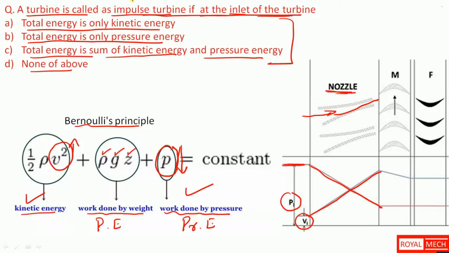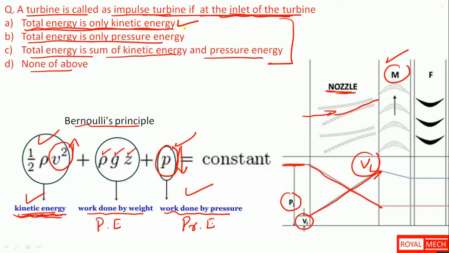So the question is the inlet of the turbine. So the inlet of the turbine is the moving blades. So at the inlet of the turbine, there is high velocity. So we are converting pressure energy into kinetic energy. So therefore at the inlet of the turbine, we are giving the kinetic energy. So therefore option A, total energy is only kinetic energy, is the correct option.